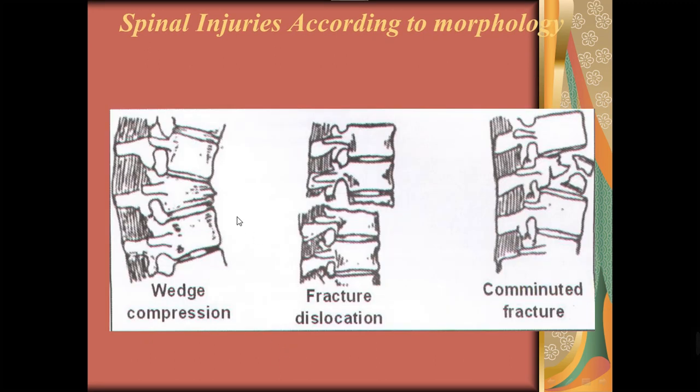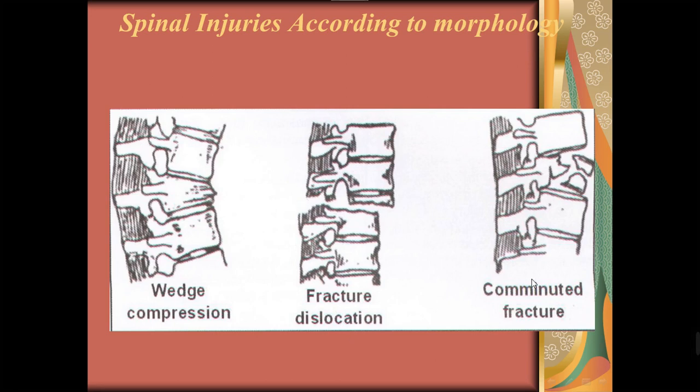For example, this is an anterior wedge fracture. We can see that the anterior part is affected here. Only one column, the anterior column, is affected. The middle and posterior are still stable. So this is a stable injury. While this is a fracture dislocation, typically affecting one, two, or all three columns.